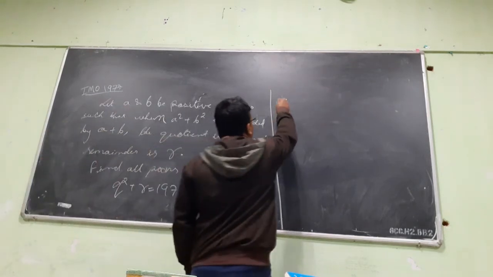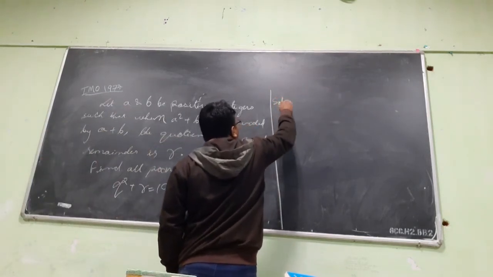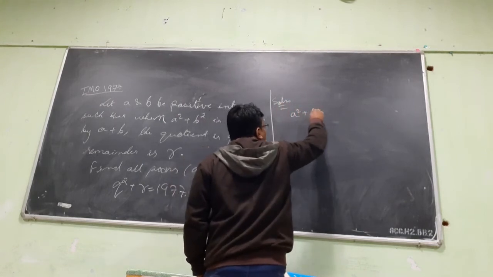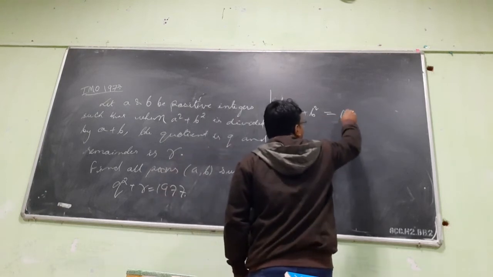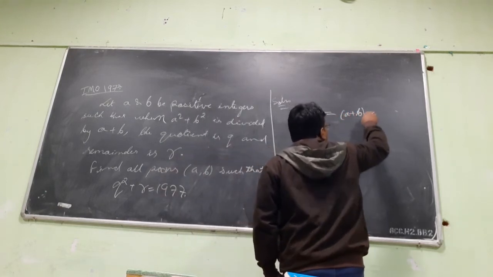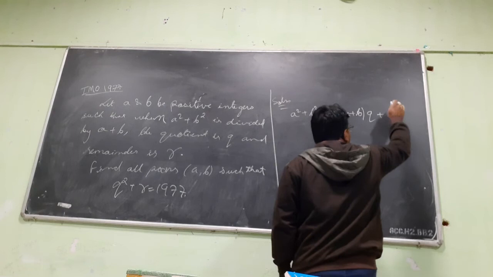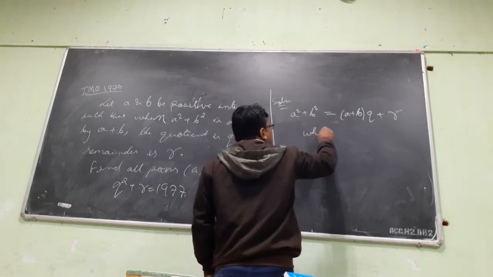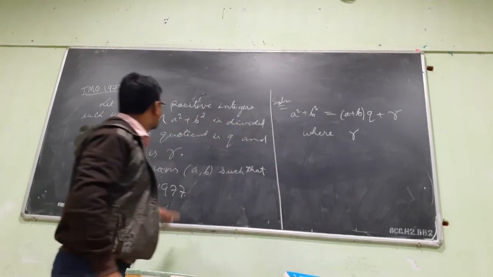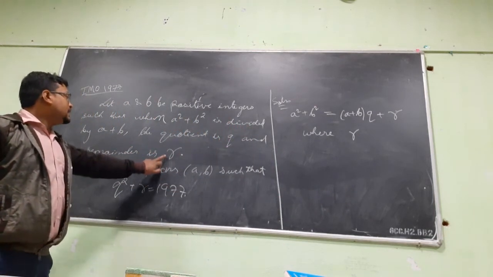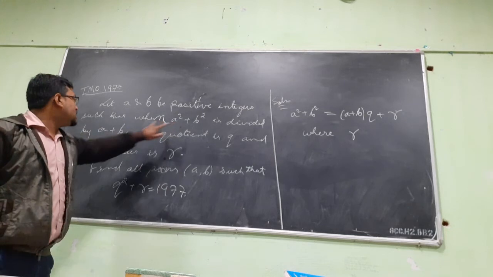So from the first line, what can you write? A square plus B square can be written as (A plus B) into Q plus R. This is the division algorithm. What is the relation between R and this A plus B? R is the remainder when this is divided by A plus B.